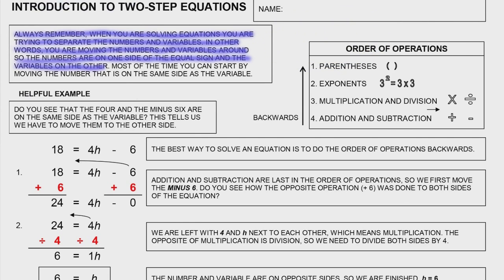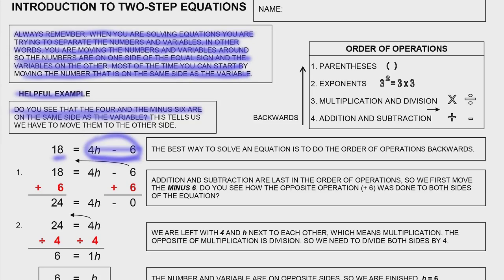Let's continue. Most of the time, you can start by moving the number that is on the same side as the variable. It says here, helpful example. Do you see that the 4 and the minus 6 are on the same side as the variable? So right here, you see 4 and a minus 6 with the h. None of these are happy here because the numbers and the variable are on the same side of the equal sign. And the 18 over here is doing great because he's all by himself and he's a number. There are no variables on his side.